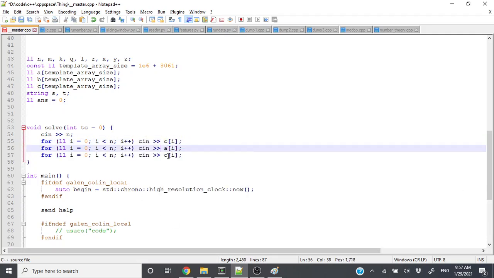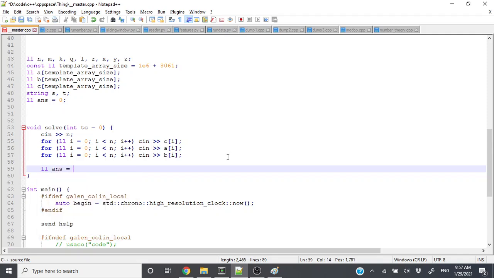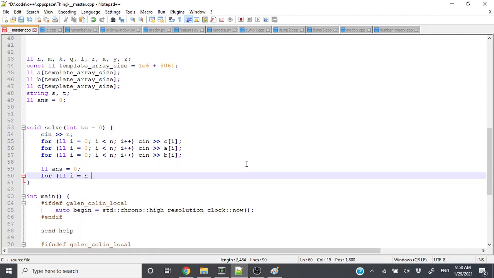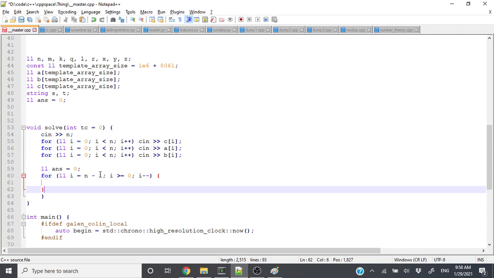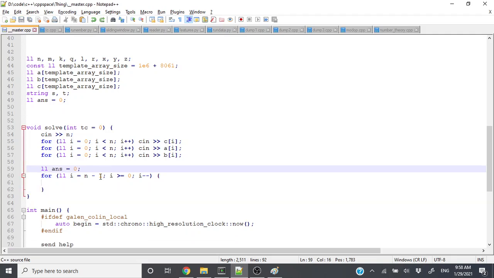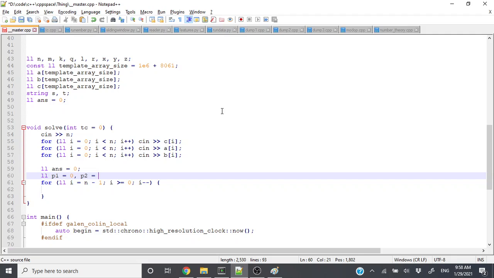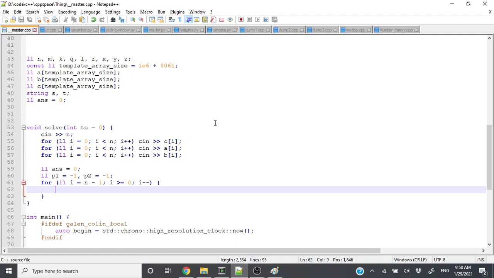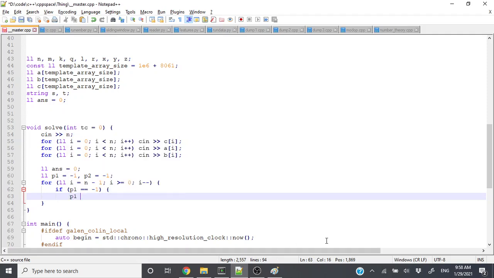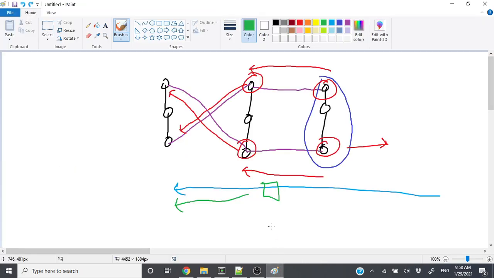So now we can just do the input. Okay, so we keep 2 pointers representing the current nodes we have, start them at -1. And we get P1 is equal to the current vertex.